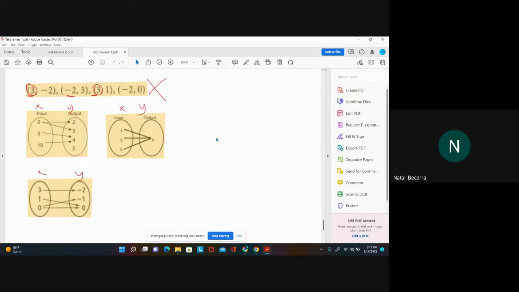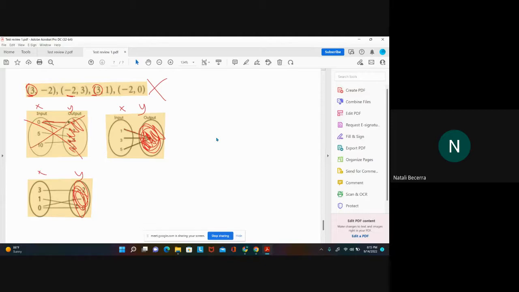For this one, the x cannot have more than one arrow. If you see that there's a number going to, and it has 2 arrows, then that's not a function, because that means that is repeating. So the 0 has 2 arrows. Remember, I don't care about these. I don't care about any of this. I only care about these. This has 2. This is not a function.